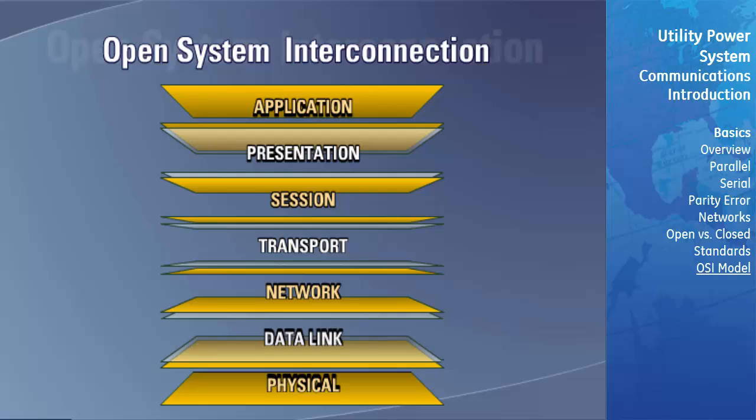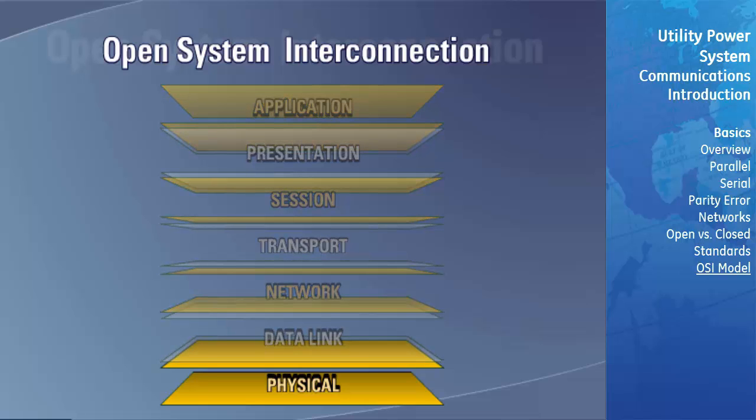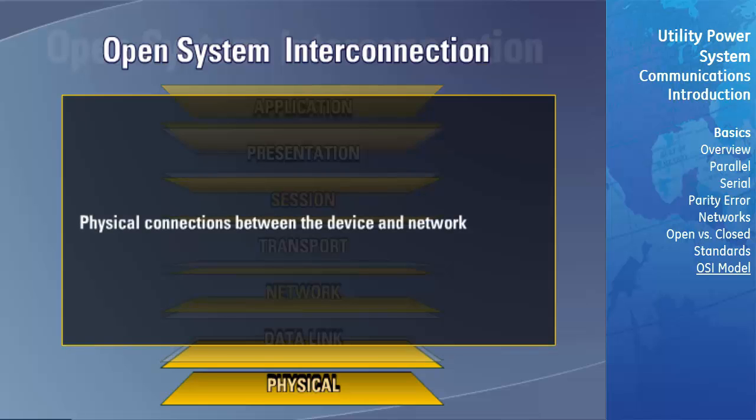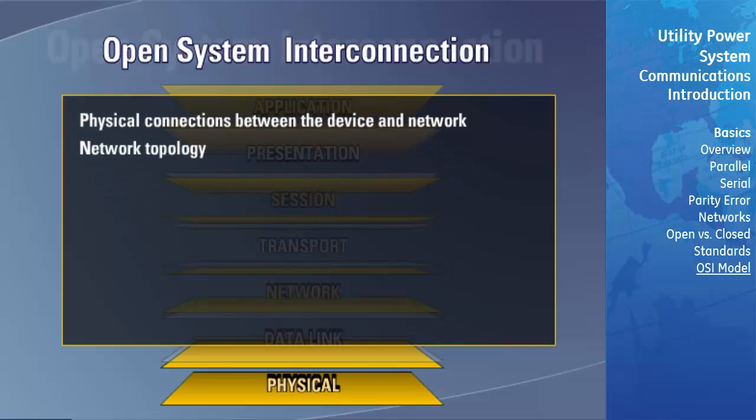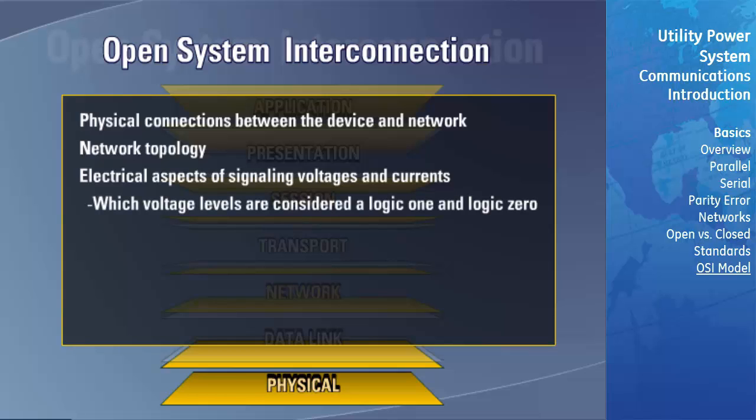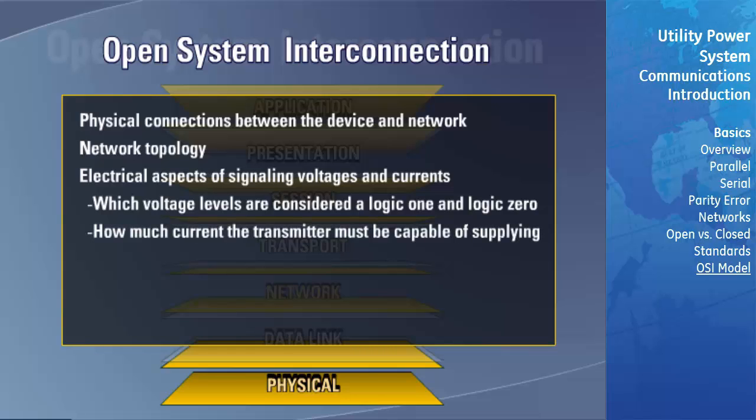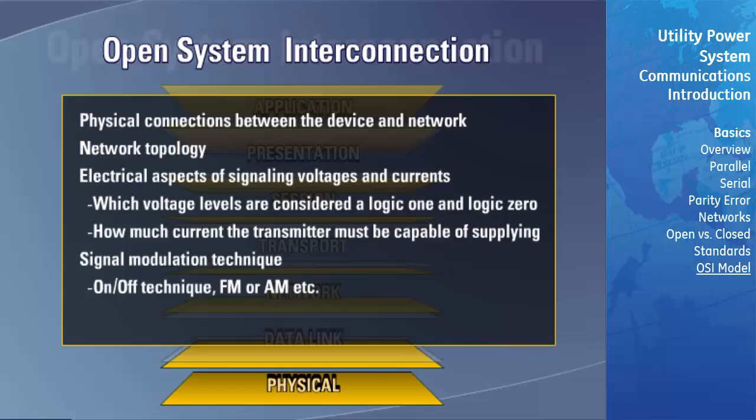The physical layer includes elements involved with the actual transmission and reception of signals such as physical connections between the device and the network, network topology, electrical aspects of signaling voltages and currents, for example, which voltage levels are considered a logic 1 and logic 0, in addition to how much current the transmitter must be capable of supplying. Signal modulation technique. For example, is it a simple on-off technique or FM or AM, etc.? Mechanical aspects such as the connectors and physical medium to be used.